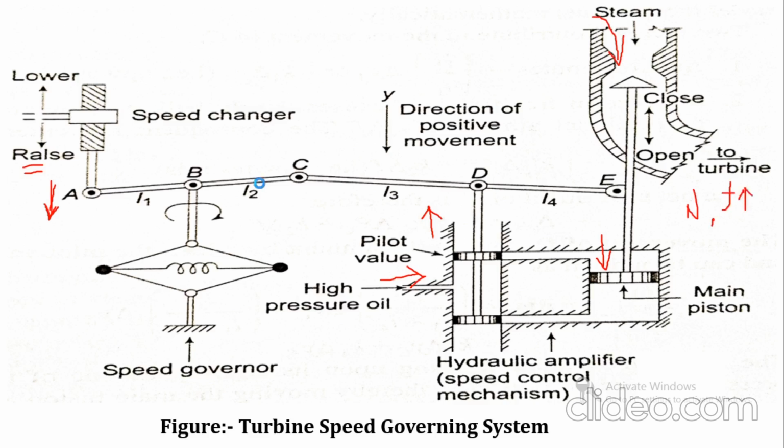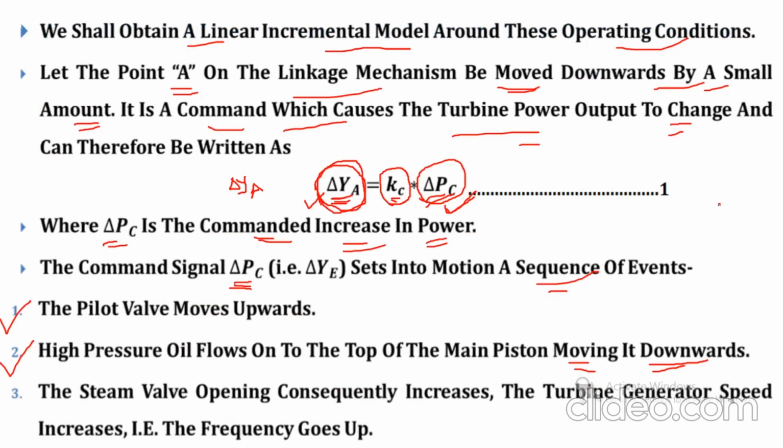If we move this point A downward, this pilot valve will go in the upward direction. Due to that, high pressure oil will enter and move this piston in downward direction. So steam will enter at this point, and due to that speed and frequency will rise. The third point is that steam valve opening consequently increases and turbine and generator speed will increase. That means frequency goes up.